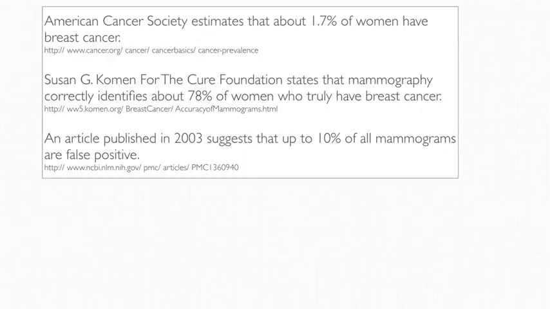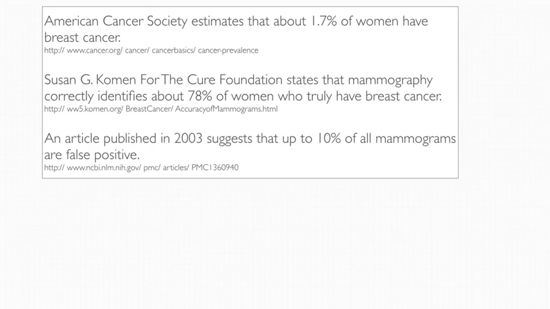Cancer Society estimates that about 1.7% of women have breast cancer. Susan G. Komen for the Cure Foundation states that mammography correctly identifies about 78% of women who truly have breast cancer. An article published in 2003 suggests that up to 10% of all mammograms are false positive. These probabilities are, of course, estimates, as they're very difficult to calculate precisely. But we're going to take these as givens for this example.